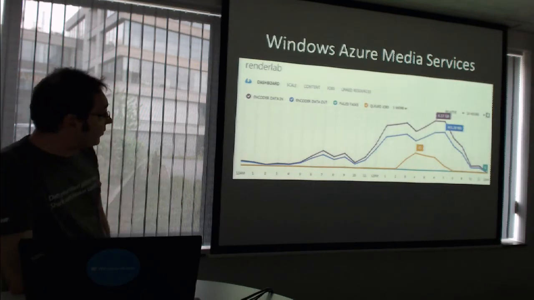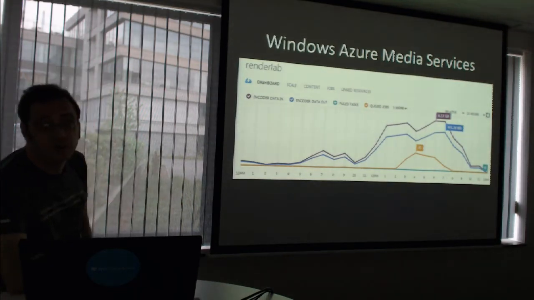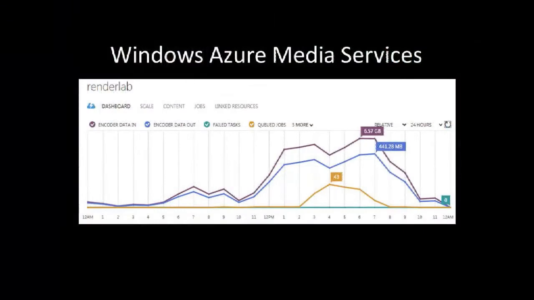So onto media services. This is what Windows Azure Media Services was doing during the day. The purple line is the encoded data in, which is showing how much data per hour we're actually sending in the AVI files. Now, I could have done more research on this, but I was basically using VirtualDub, and I was using quite an inefficient compression algorithm to actually compress the videos.